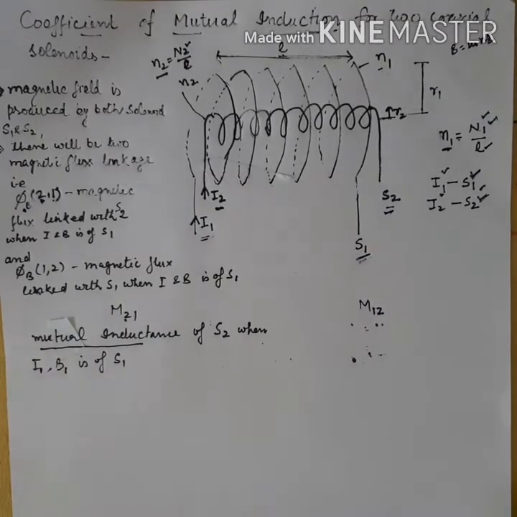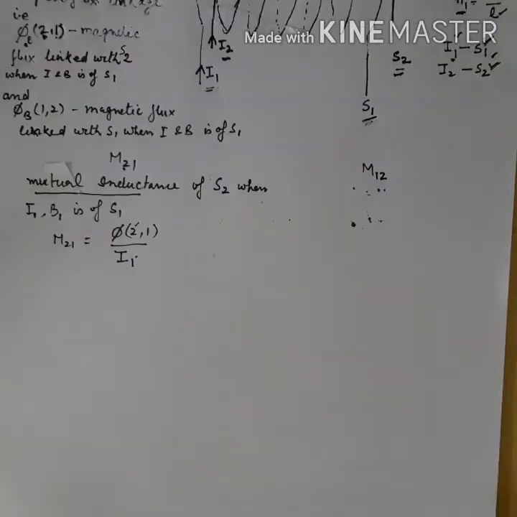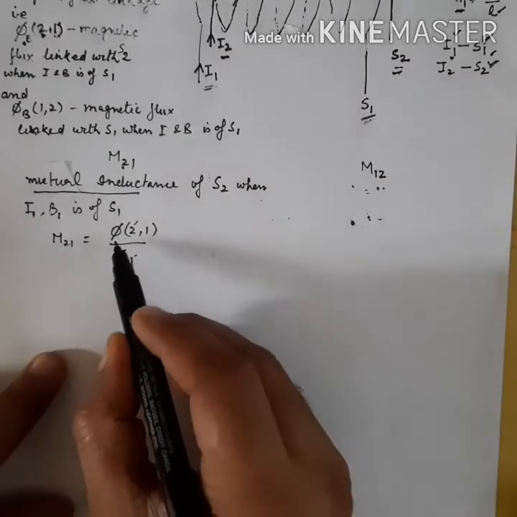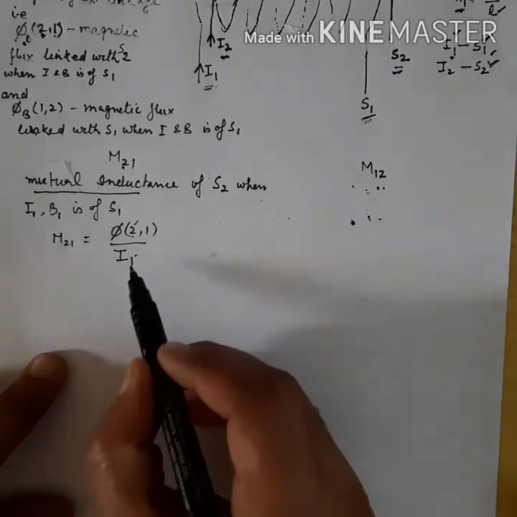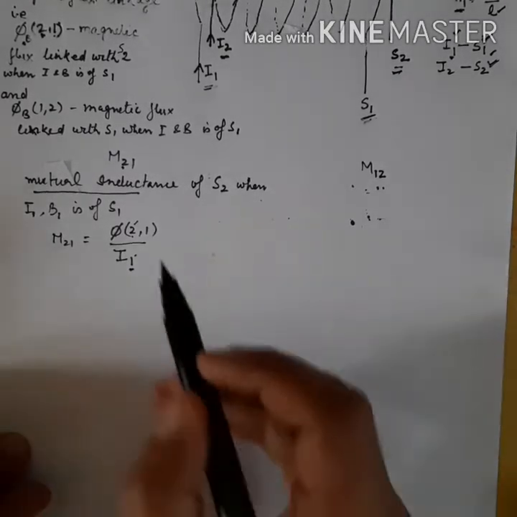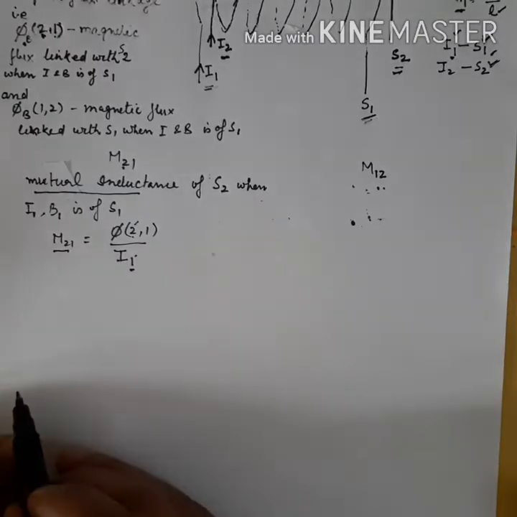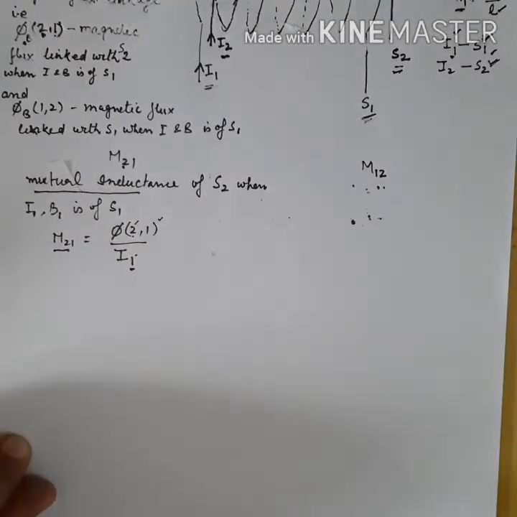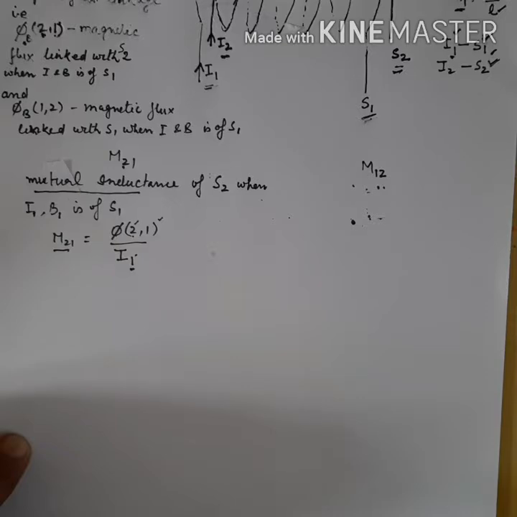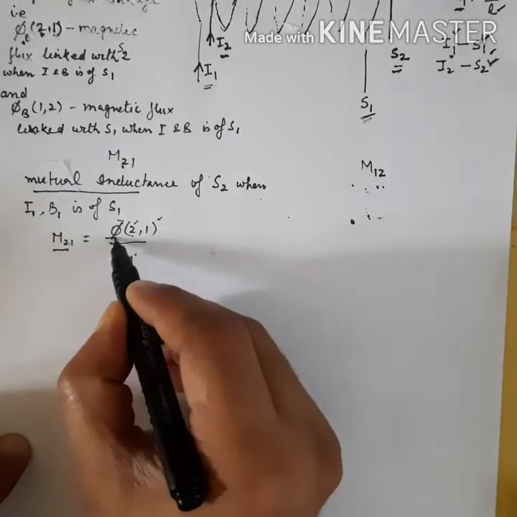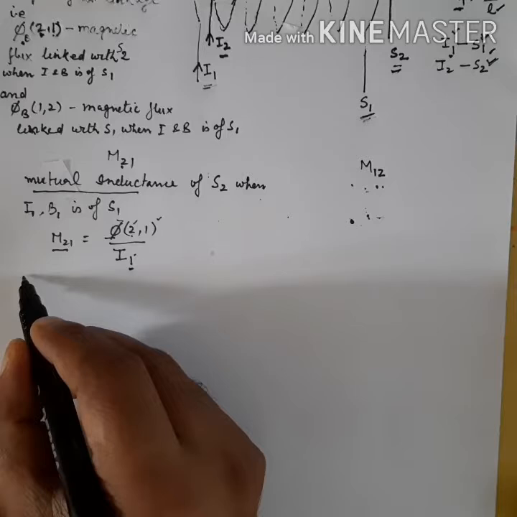According to the definition of mutual inductance, it may be defined as the amount of flux linked when the current flowing in the neighboring coil is one unit, or the flux per unit current flowing in the neighboring coil. So the flux linking in the second coil, the neighboring coil current, will be I1. To calculate the value of this mutual inductance, first we have to calculate the total magnetic flux.